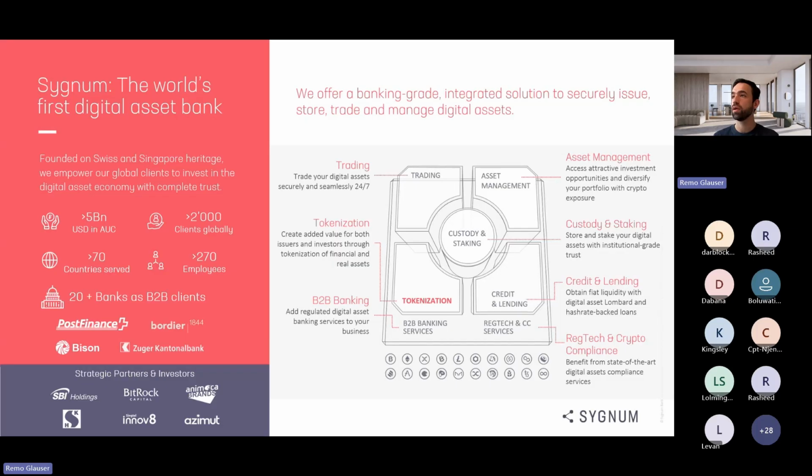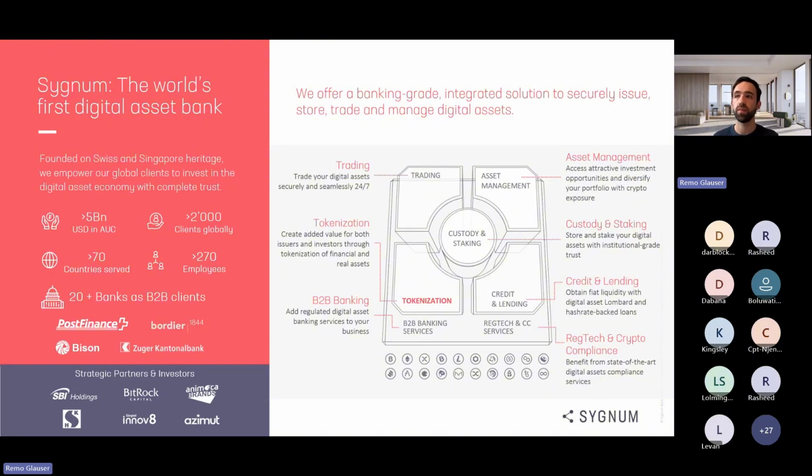We are also very actively doing custody and staking. Custody is the core around everything basically, but we also offer staking and then tokenization. And all that is offered in a fully regulated and licensed way. And we offer all this service also to other banks.